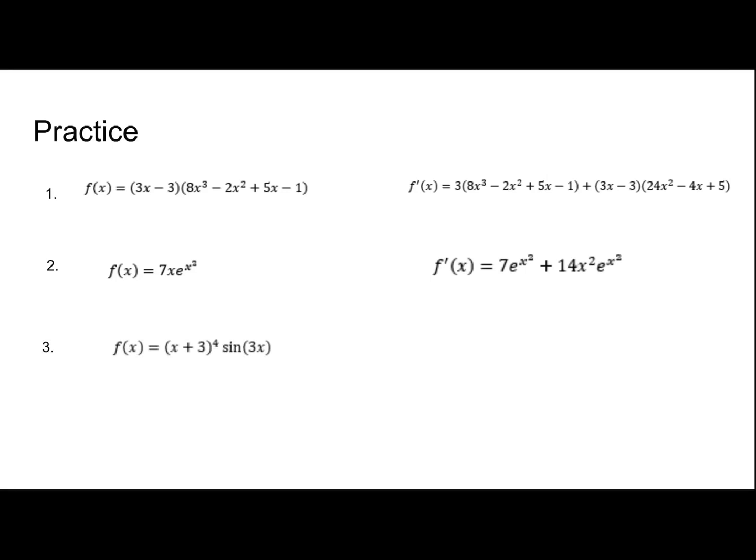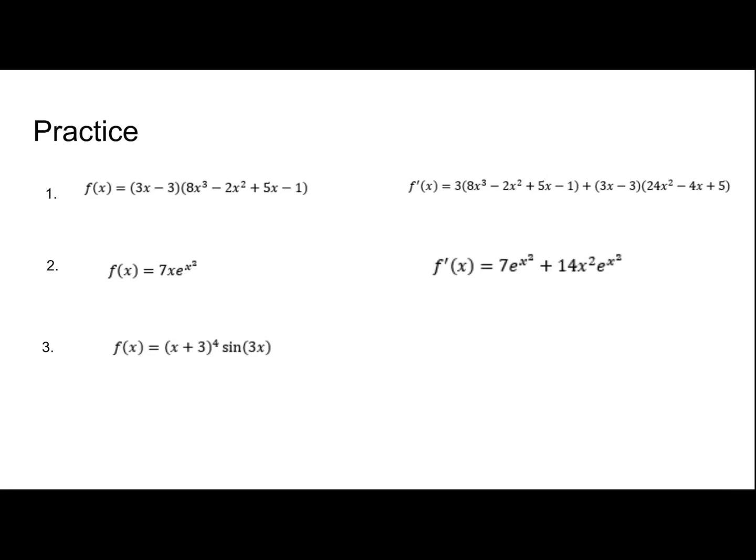Question number 3, we have f of x equals (x + 3)^4 times sine of 3x. For this question, we're going to have to use the product rule with the chain rule as well, because we have a function within a function, and we have two functions multiplied together, so we have to combine the two. However, there's not much change.